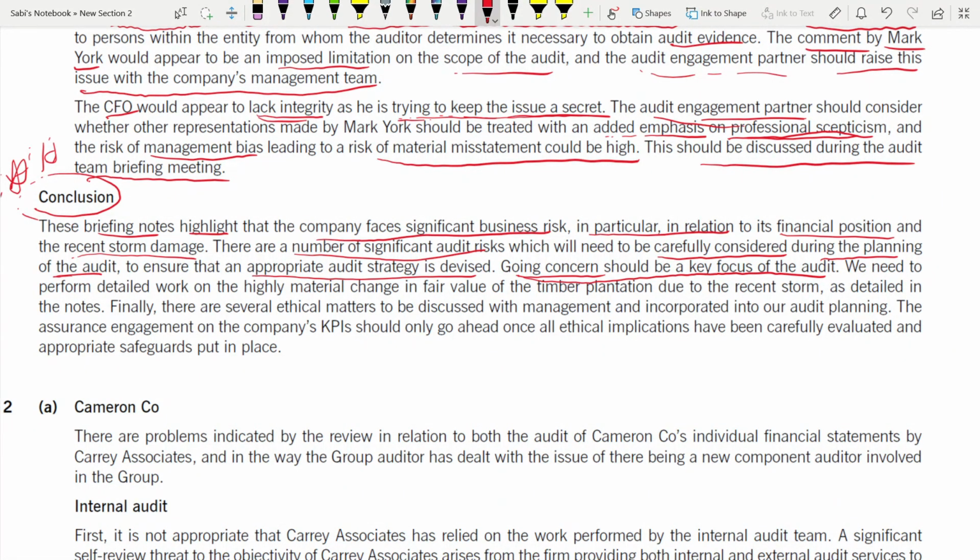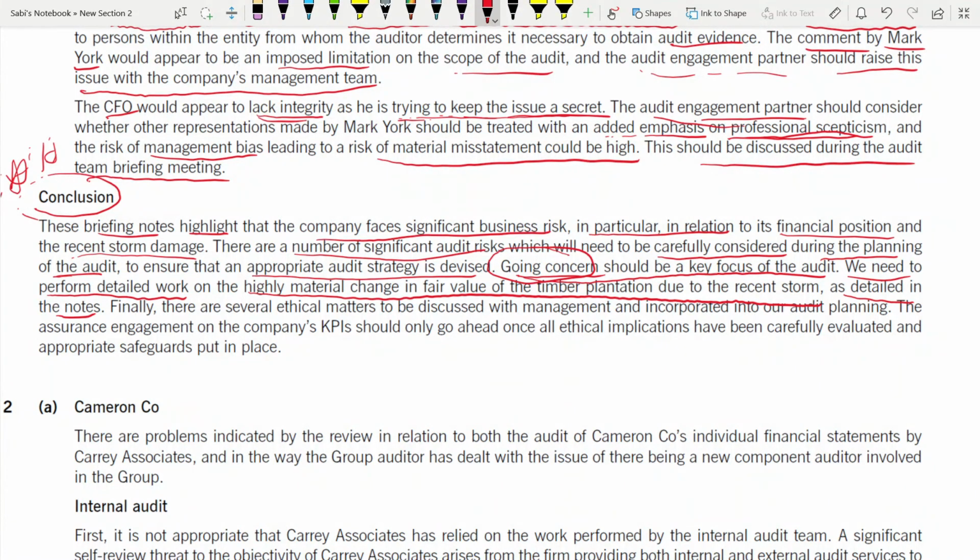What do you think is a key risk? So here, going concern. Going concern should be a key focus of the audit. Definitely it should be a key focus of the audit. We need to perform... the audit manager is saying this. You are the audit manager who is saying this to the audit engagement partner. We need to perform detailed work. You are giving them action. What should you do further because of this? Perform detailed work on a highly material change in the fair value of the timber plantation due to the recent storm. Be very specific to the case study, as detailed in the notes.